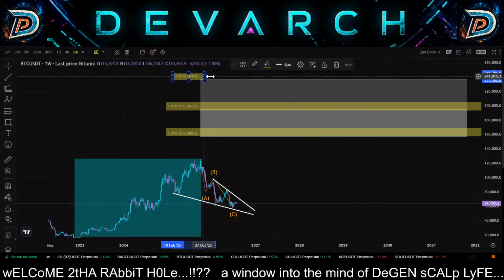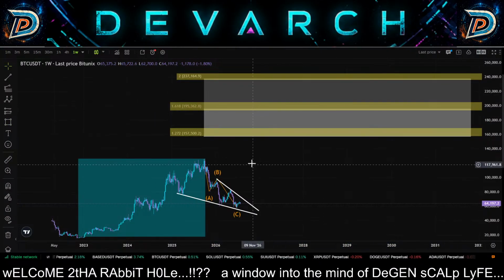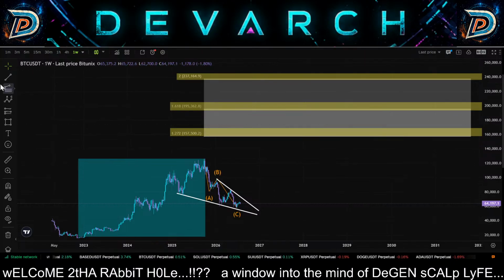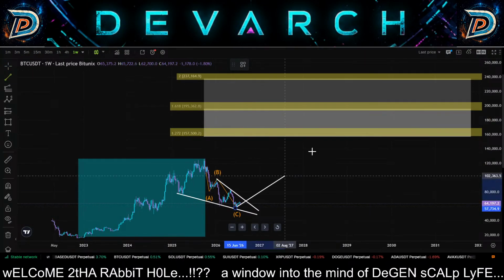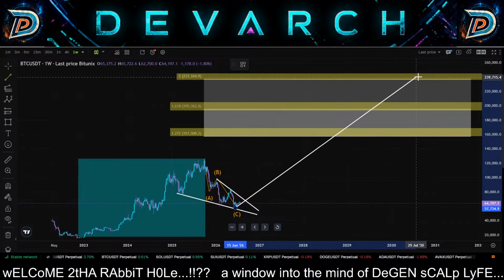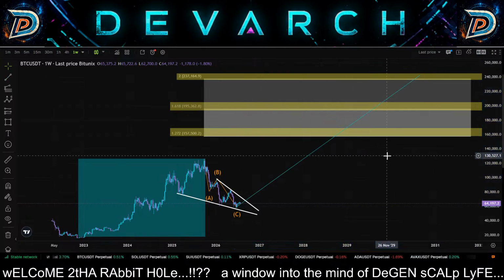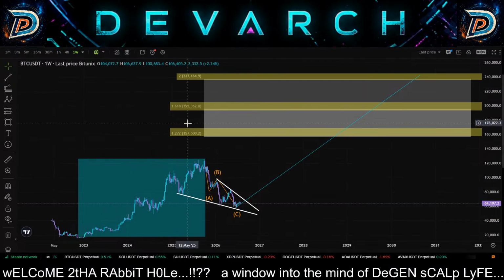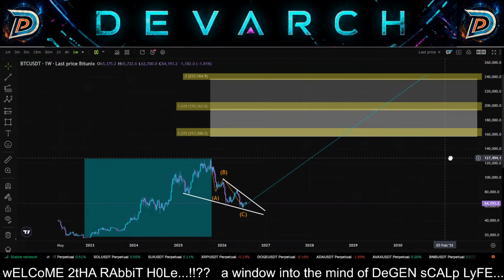So here's some fun, exciting things to think about. We've got some measured move targets here. So what I believe price is going to do. If we get a break to the upside, guys, this is what we're looking at for measured move targets.